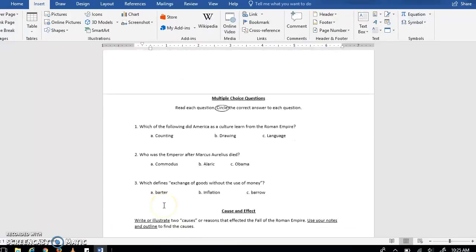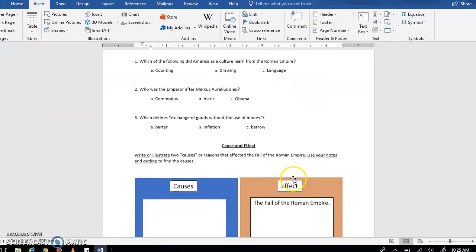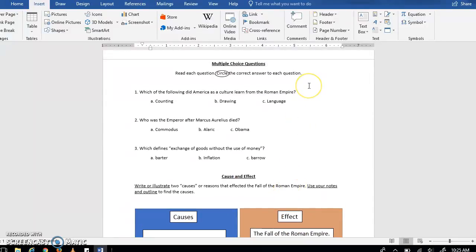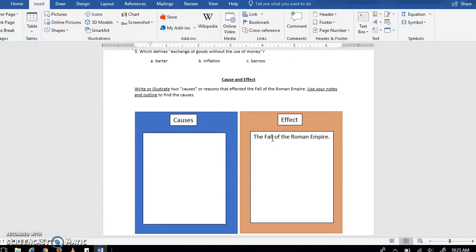And then afterwards, for my assessment, I have a multiple choice question section, and then I also have a cause and effect diagram. So for the multiple choice, in the directions, read each question, circle the correct answer to each question. So I illustrated what I wanted the student to do to circle the correct answer. I kept the options to just 3 different options, so I didn't overwhelm the student with different answers and stuff.